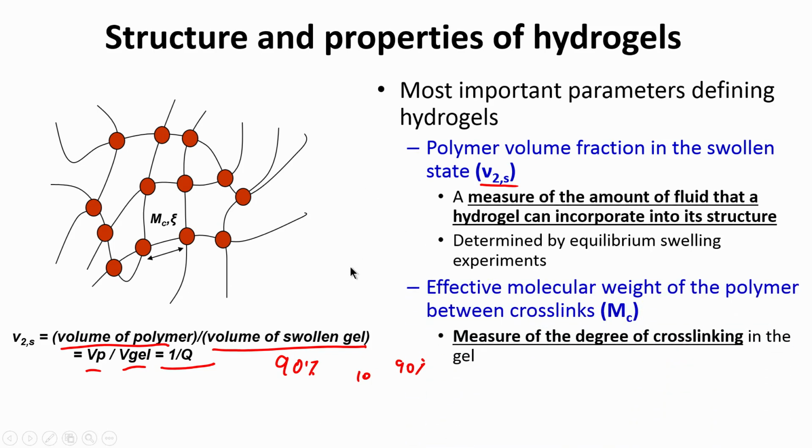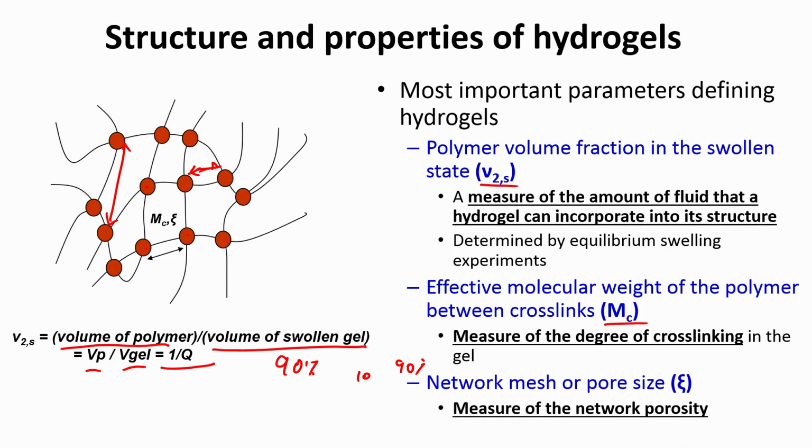Then you can have the effective molecular weight of the polymer between cross links. Let us say this is the cross link, and again, as I said, it will be non-homogeneous, so some cross links might be fairly well apart and some might be very close together. So this is an average effective cross linking, defined as MC, and MC is nothing but the average distance between two cross links.